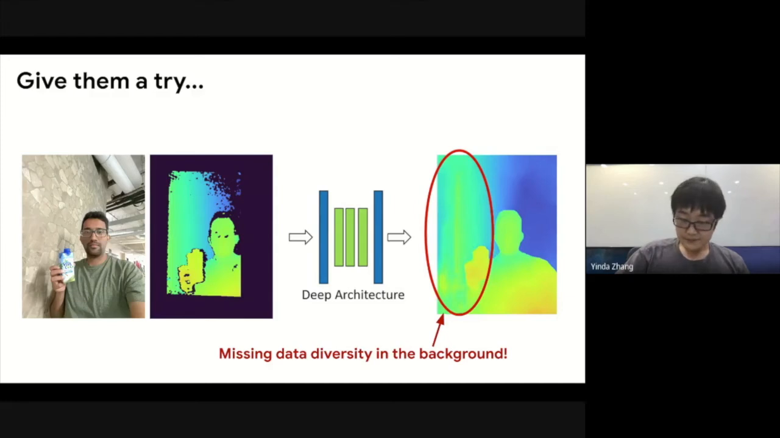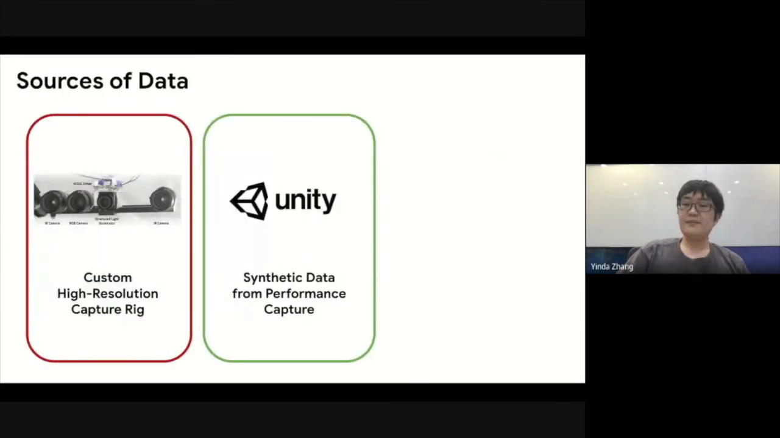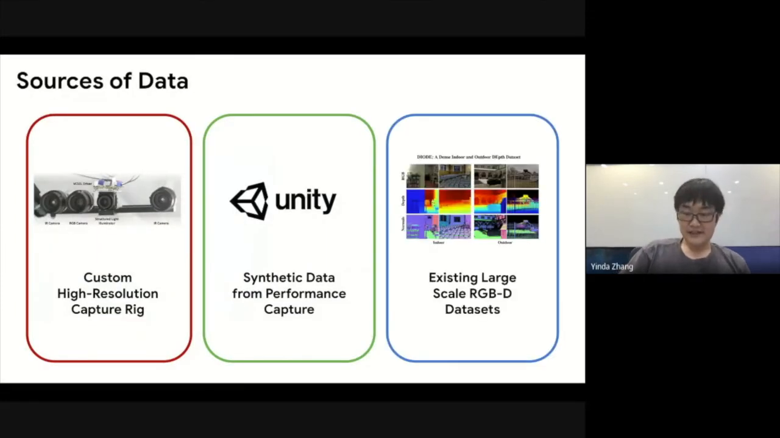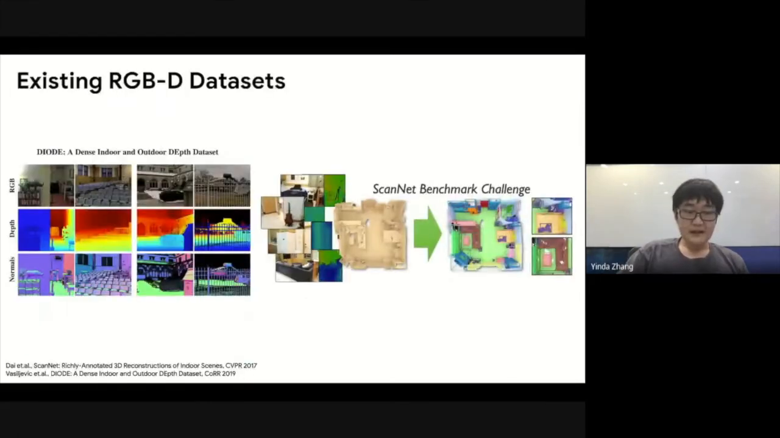In order to fill the missing part of the data, we leverage existing large-scale RGBD datasets. So here we use the data from these two datasets, the DIODE dataset and the ScanNet dataset. Each of them provides quite a lot of scans from different indoor and outdoor environments. And for each camera viewpoint, it provides both the color image and the depth image.